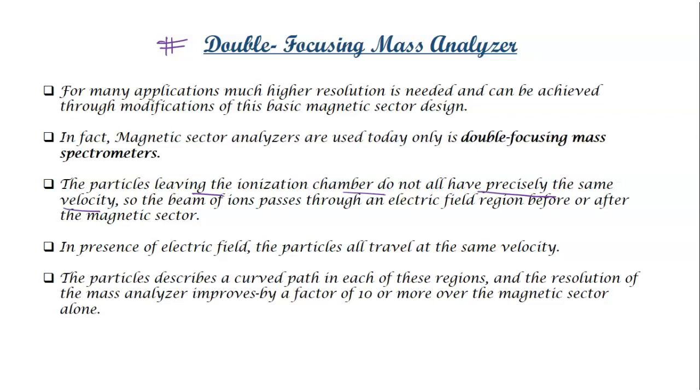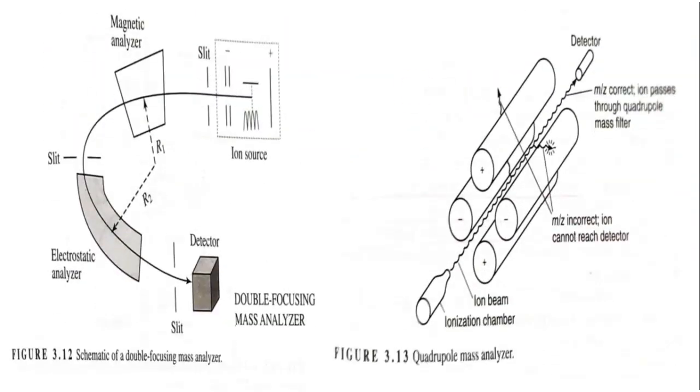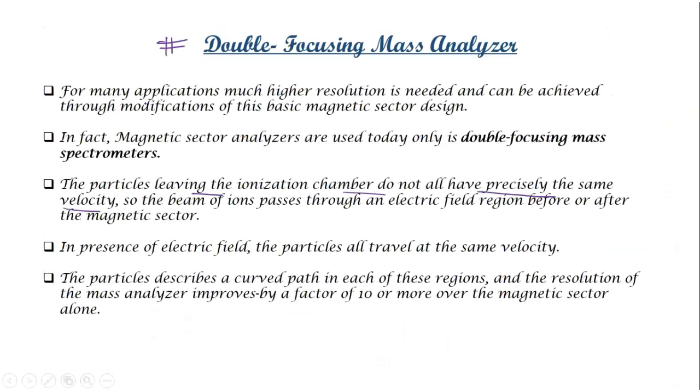Now what they are basically saying over here, let's see the particular diagram. After the formation of ions, it is not necessary that all the ions have the same velocity. So to attain this equal velocity, your ions are passing through your electric field region.